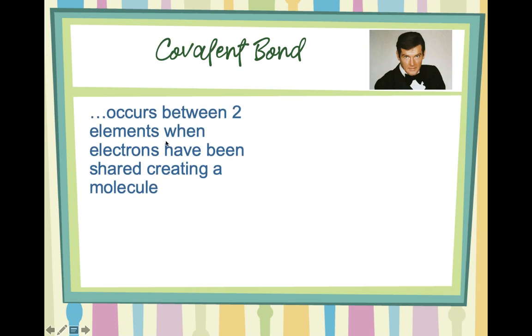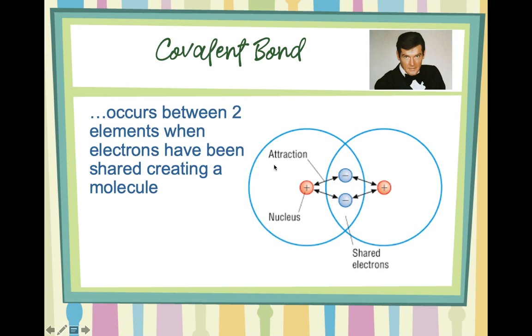For a covalent bond, this is when elements are sharing. Here's a nucleus attracting these negative electrons, and this nucleus is attracting these electrons. So both nuclei are attracting these shared electrons. That creates a molecule, because the two elements are now connected by that shared pair of electrons. The connection is called a covalent bond, and the whole result is referred to as a molecule. So we're just reviewing a bunch of different little vocab terms.